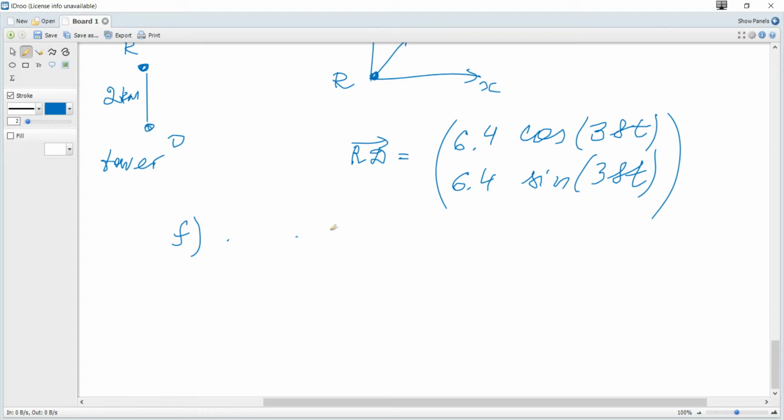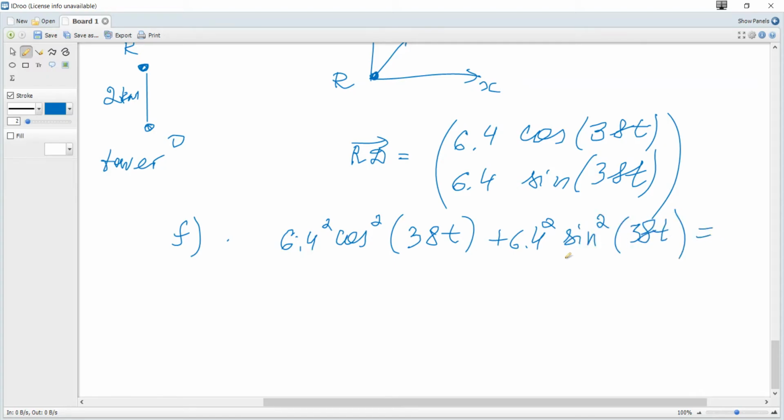Or if we square x and y coordinates and add them up, we get 6.4 squared cosine squared 38t plus 6.4 squared times sine squared 38t, and it is equal to x squared plus y squared, which is equal to 6.4 squared. Why? Because we can factor out 6.4 squared and cosine squared plus sine squared, all the same angle. It's the main trigonometric identity, it's 1.